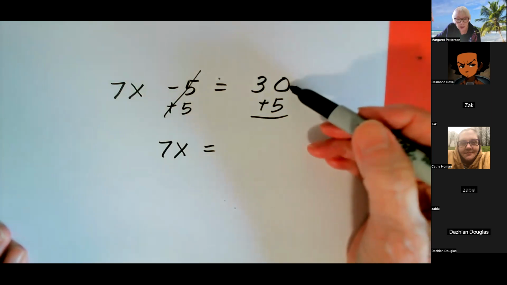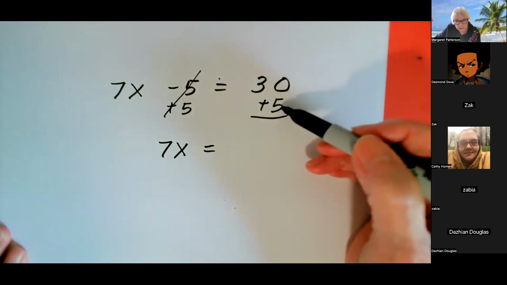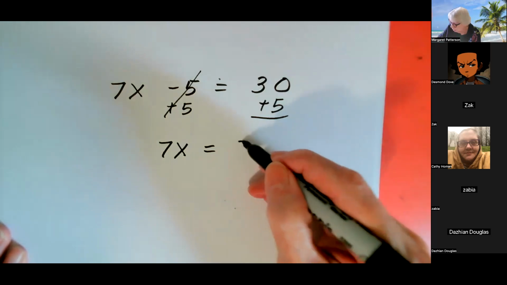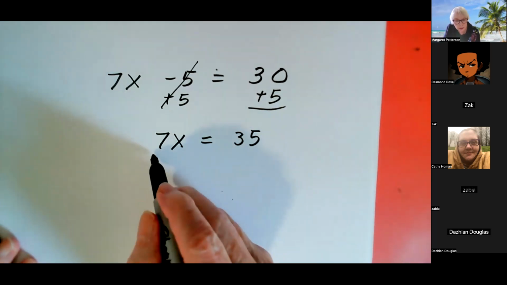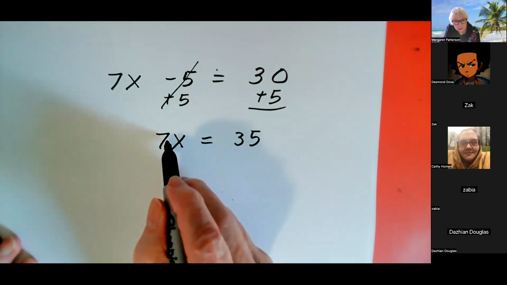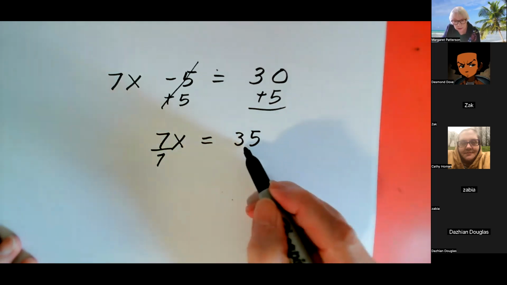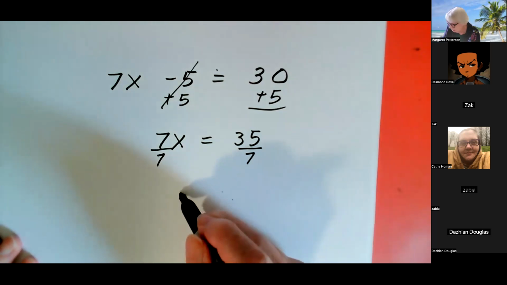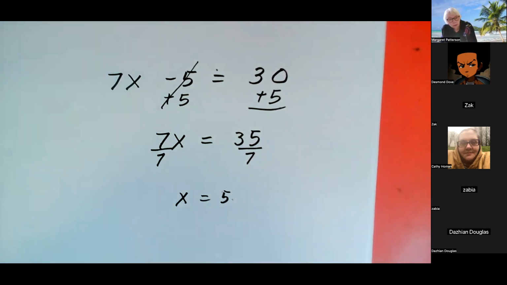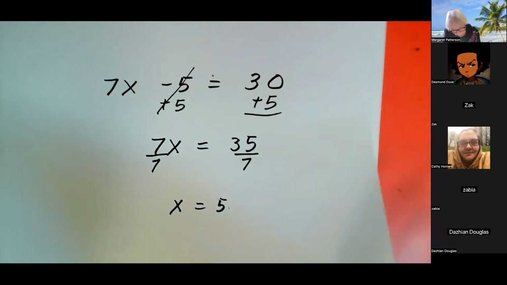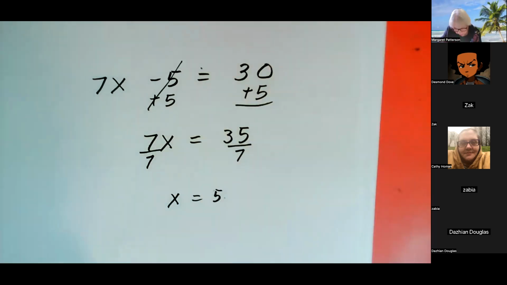What I have over here, I have a 30. I have added the 5. This is now 35. And you can see this is going to go smoothly from here. This is 7 times x. I divide by 7, divide by 7. X is 5. Any question? I'm going to keep doing these until I run into some more problems.